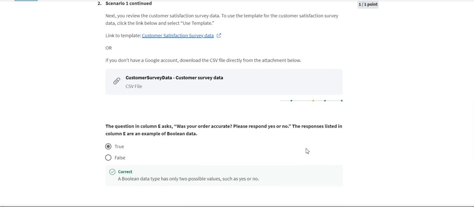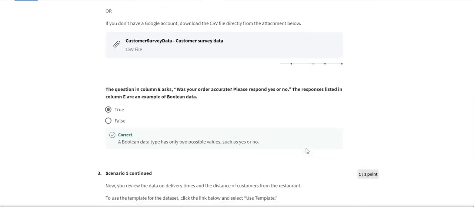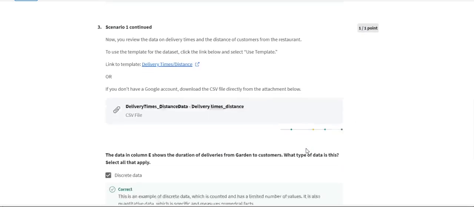The second question will be: the questions in column E ask, was your order accurate? Please respond yes or no. The responses listed in column E are an example of Boolean data. Exactly, it is Boolean data since we have two options for answers. The Boolean can be of any type, but the options should be two only. It cannot be multiple, so it is a Boolean type of data. So the answer is correct.